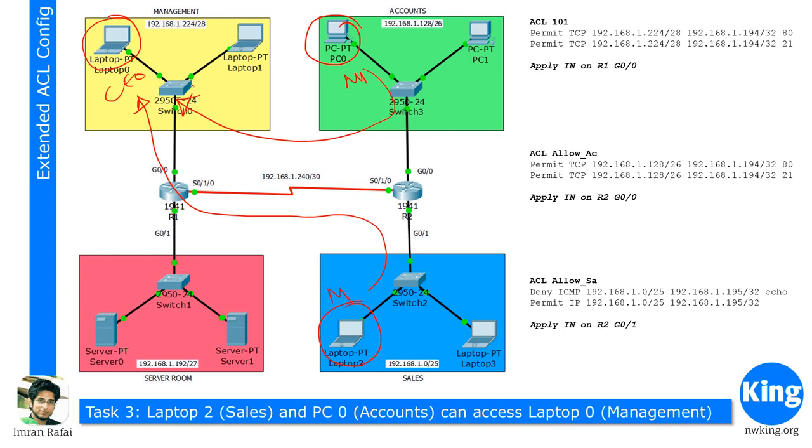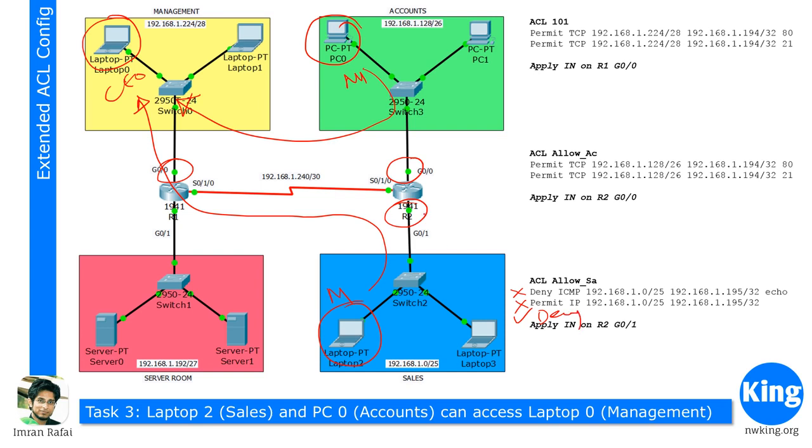So what do we need to do? If you remember, there is an ACL here, that is this one, and there's an ACL here, and there's an ACL here. Because in task 2 we applied it in the in direction of G0/1, which is here. So now there are ACLs everywhere. At the moment, laptop 2 cannot communicate with this, because if laptop 2 tries to communicate with laptop 0, first it looks at this, it doesn't match. It looks at this, it doesn't match.